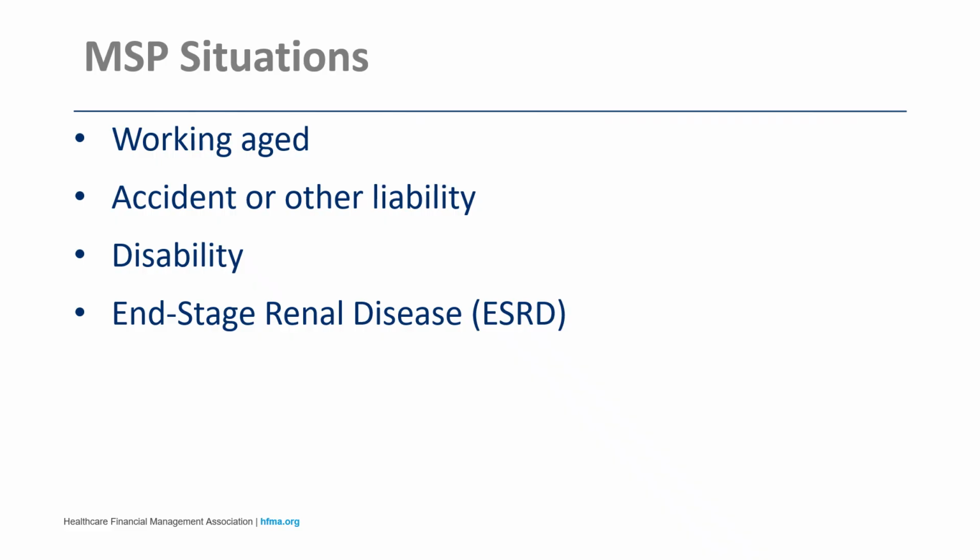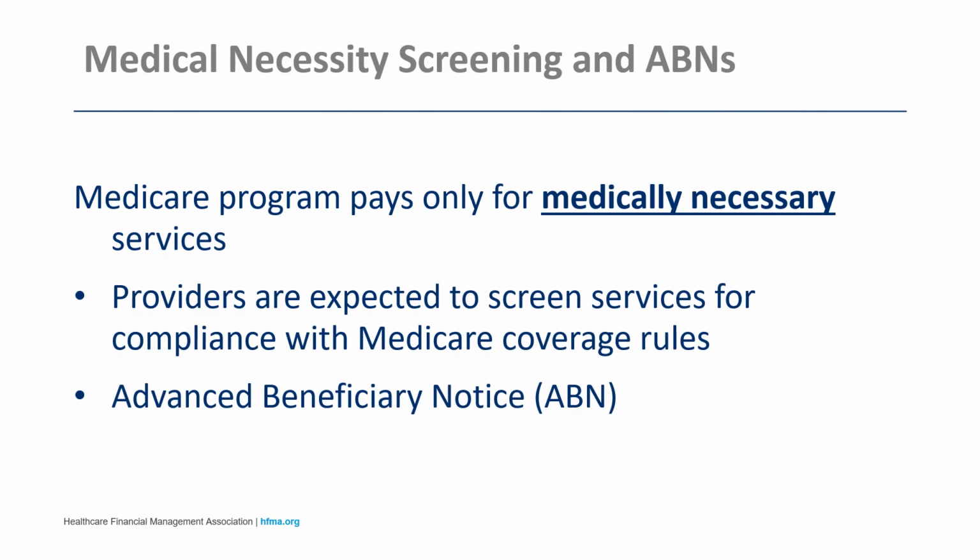Insurance must be a qualifying group health plan, and it must still be in the 30-month coordination period. The Medicare program only pays for medically necessary services. Therefore, providers are expected to screen outpatient services for compliance with Medicare coverage rules. If an ordered service does not meet medical necessity based on the test and diagnostic information provided, the provider is required to issue the appropriate advanced beneficiary notification, or an ABN. The patient must agree to pay it, and if we don't obtain the ABN, then we cannot bill the patient.